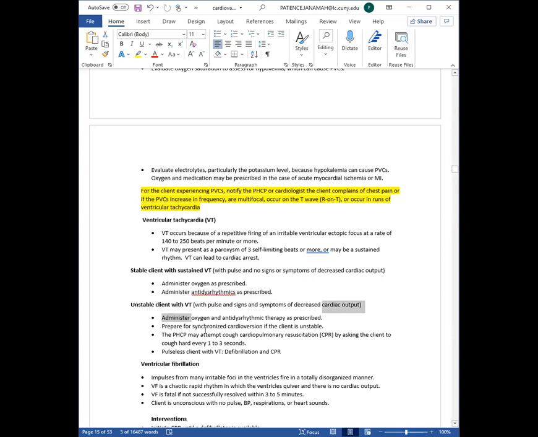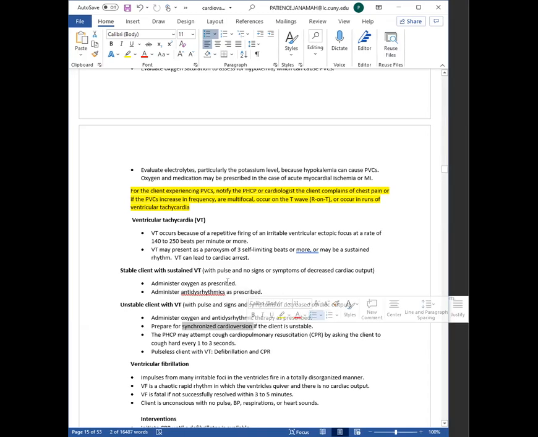You prepare them for synchronized cardioversion if the client is not stable. So the patient comes in and you see them sweating, and their heart rate is just high. And they tell you, my heart is just beating, it's just kicking. You want to prepare them for synchronized cardioversion.